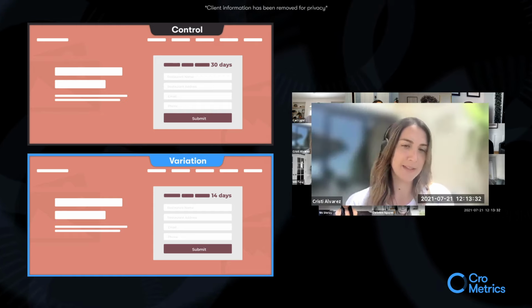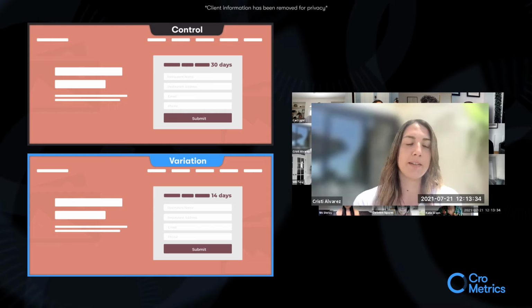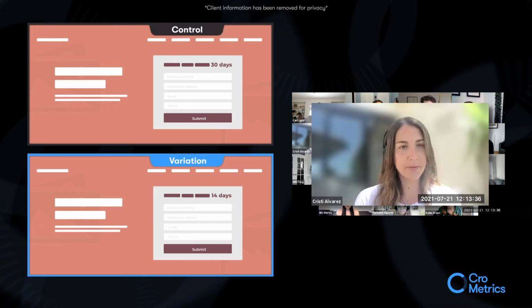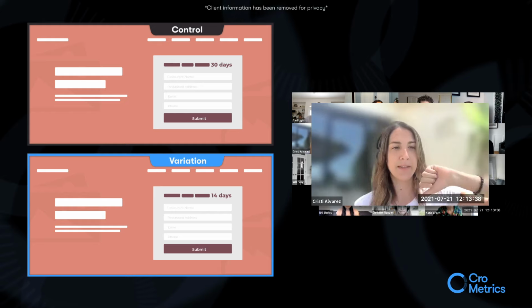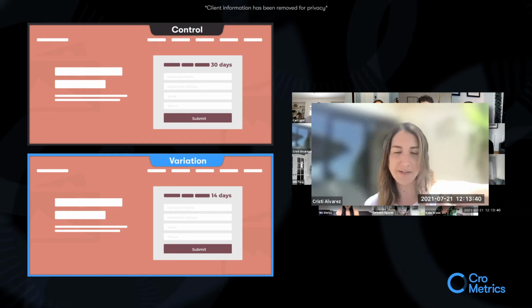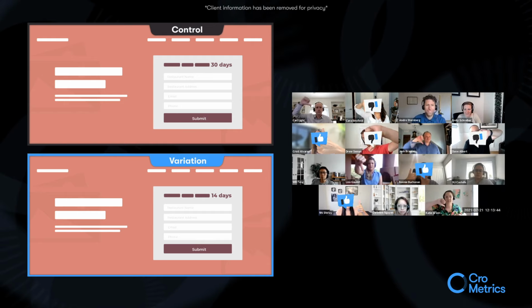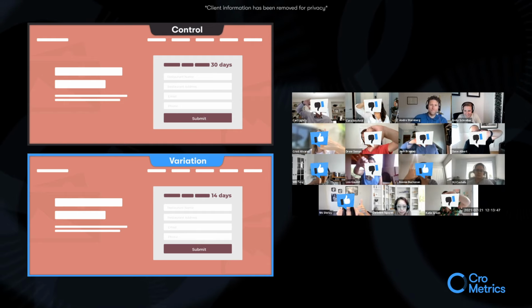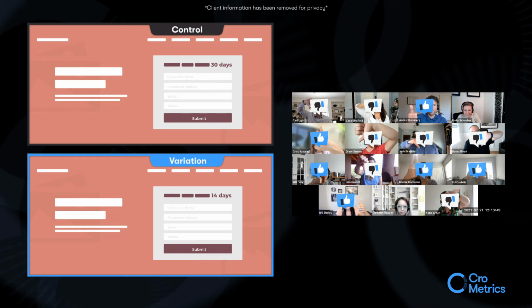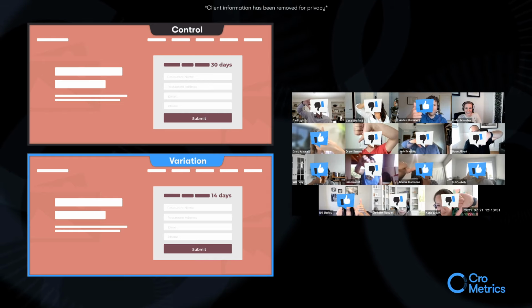All right, let's vote. So if you think the 30-day option won, you'll put a thumbs down. If you think the variation won, you'll put a thumbs up. And if you think it was flat, you just put something in the middle. So go ahead and cast your vote. Good mix here.